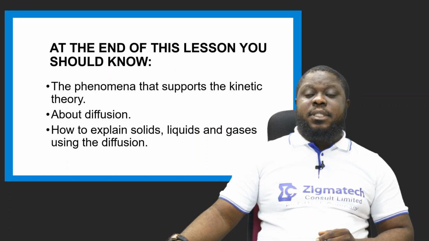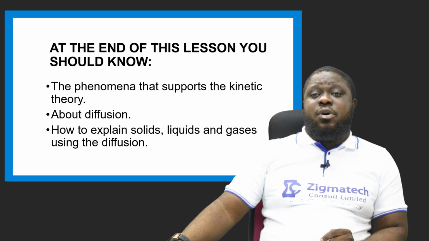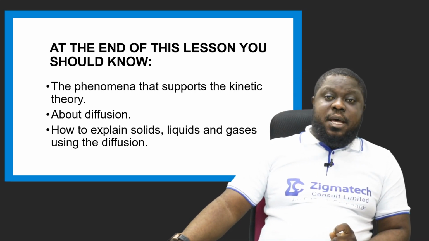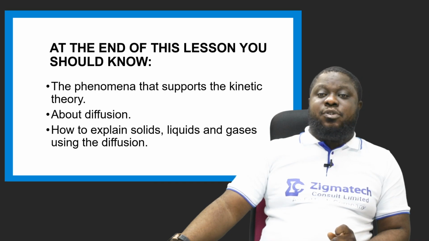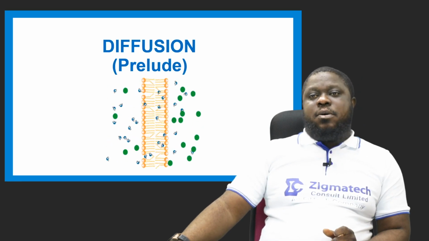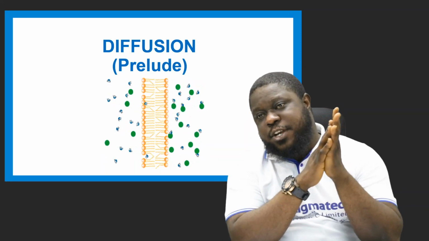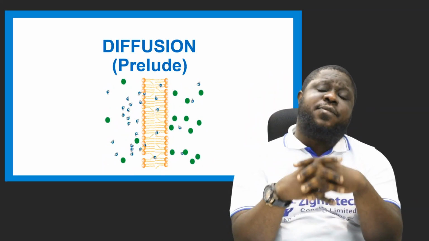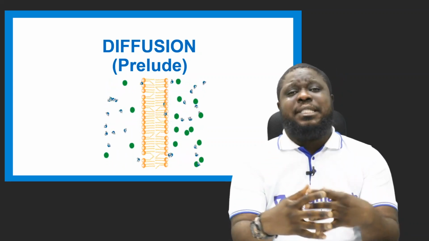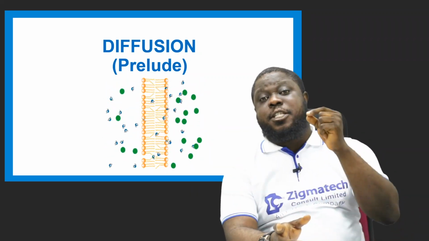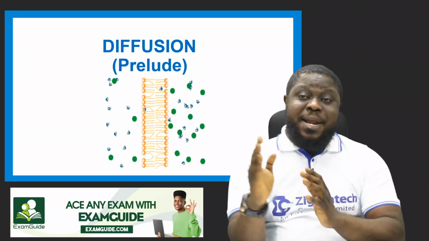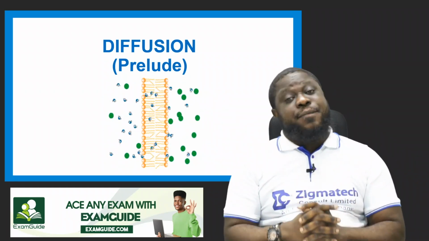At the end of this lesson, you should know the phenomena that support the kinetic theory, about diffusion, and how to explain solid, liquid, and gas using diffusion. The first one is diffusion. Diffusion is gotten from the Latin word diffundere. Diffundere means spread out. As you can see, they're spreading out. That is the word diffusion.